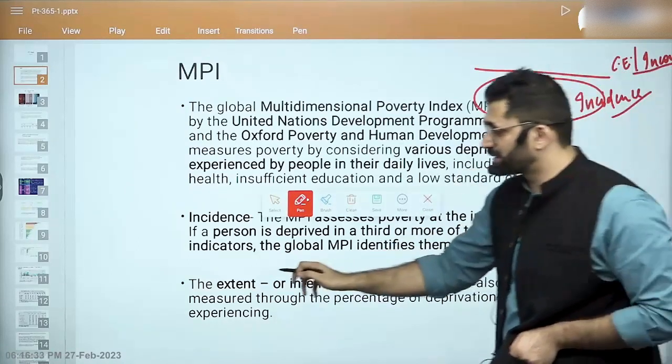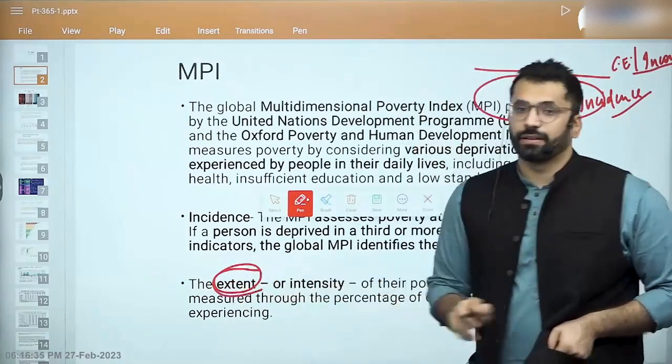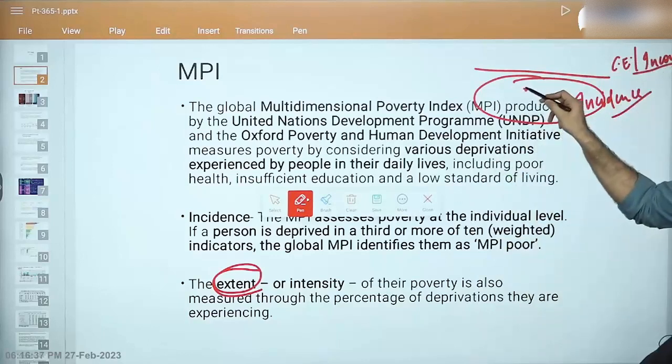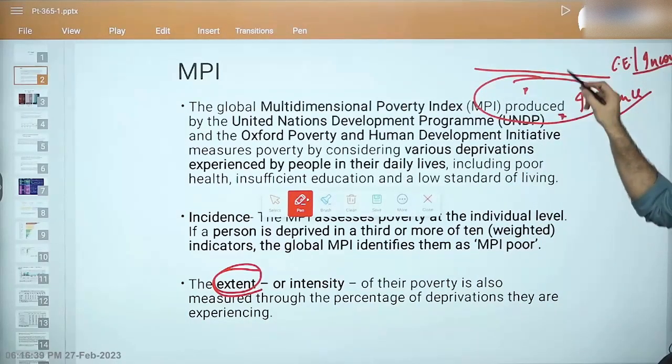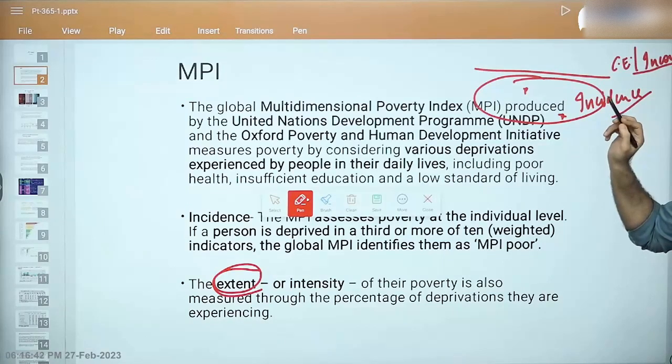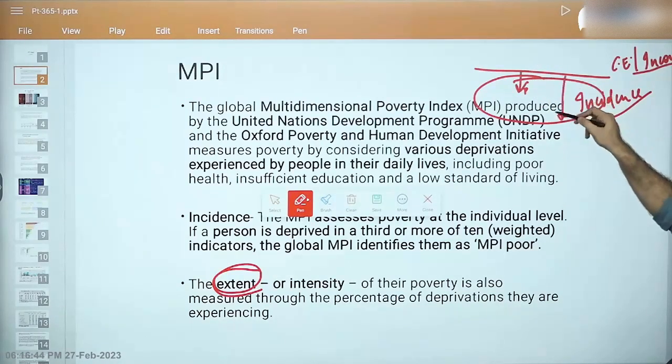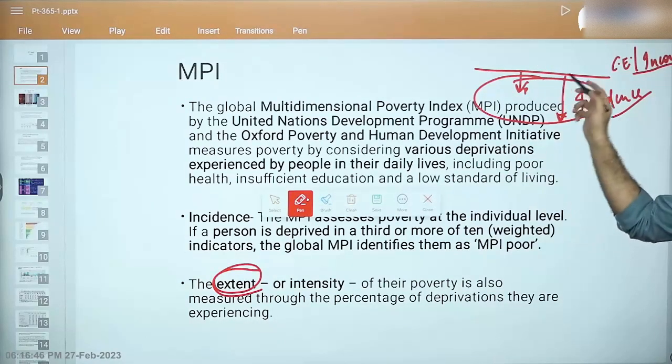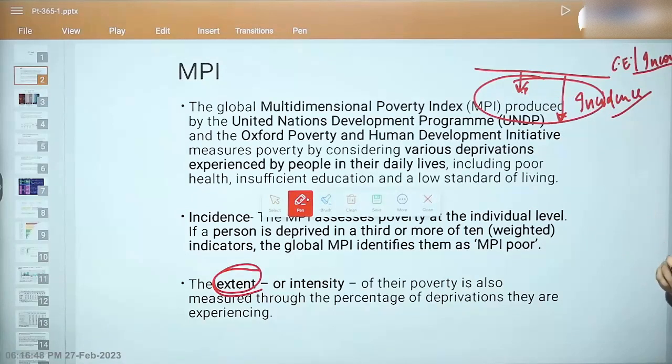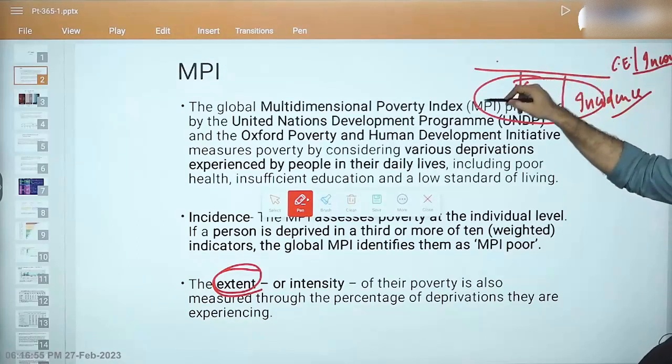MPI also tells the extent. This poor is different from this poor. The poverty line cannot tell this. For the poverty line, all are poor, whether you are here or here. How can MPI tell you this intensity, the difference between the two? If any three, that is incidence. If you are poor on any three, you will come down here.